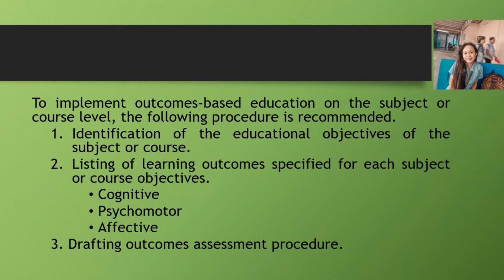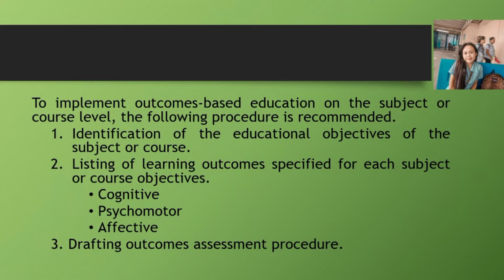To implement outcome-based education at the subject or course level, the following procedure is recommended. First, identification of the educational objectives of the subject or course. Educational objectives are the broad goals that the subject or course expects to achieve, defining in general terms the knowledge, skills, and attitude that the teacher will help the students to attain. The objectives are stated from the point of view of the teacher, such as to develop, to provide, to enhance, and to inculcate.